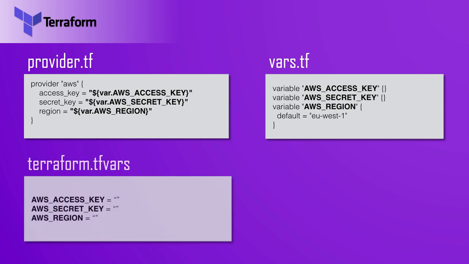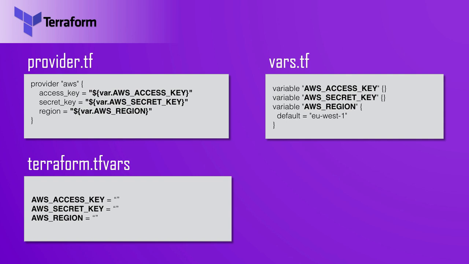Then, a third file that we're going to create is terraform.tfvars, and in this terraform.tfvars, we are going to put the values of our variables. They are still empty here. But don't worry, in the demo I will fill those out. AWS access key, AWS secret key, and AWS region.